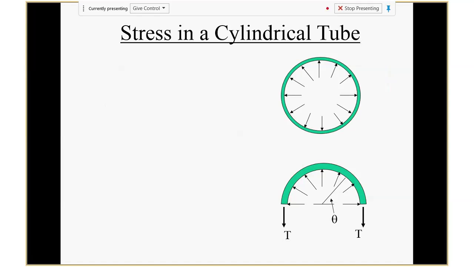How can we find the stress in the wall of a thin wall tube? Based on what we learned in the previous chapter, how can you find the stress?